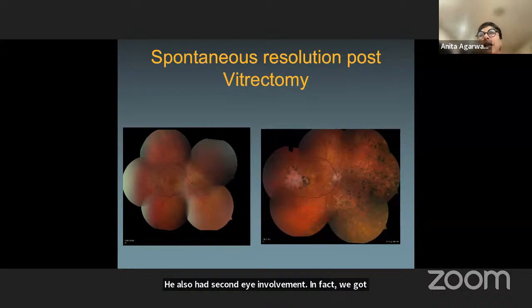I realized that by the time we got the final diagnosis, about 3 months later, all the lesions in the right eye had disappeared without any treatment. They had all healed up. Sometimes you can see spontaneous resolution after a vitrectomy in patients with lymphomas. So don't be surprised if that happens and think that this is not lymphoma. That's a pearl to remember.